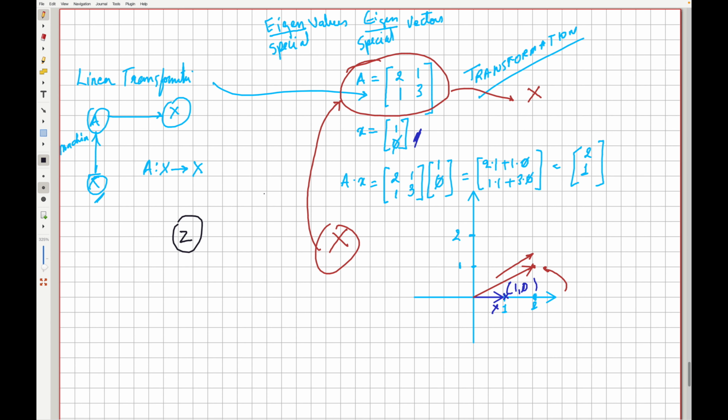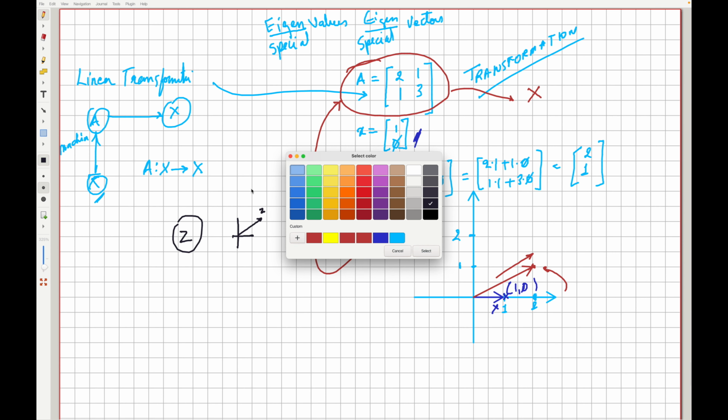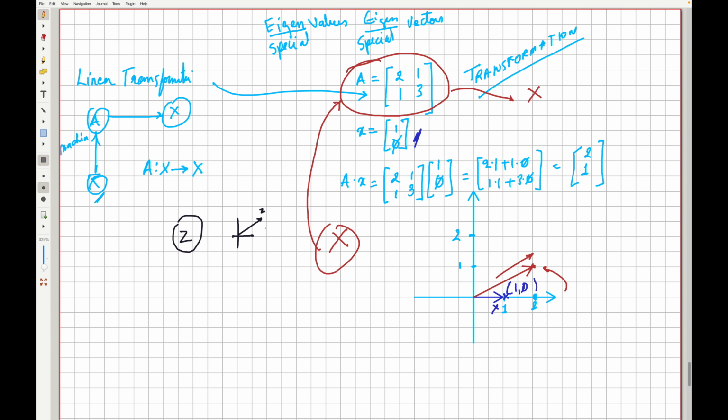So if we have a vector, let's say if this is a coordinate, if we have vector z like this, after we apply the transformation, it still points in the same direction, and not necessarily will it have the same length, but it would have the same direction. So let's say the new vector would be something like this, or it could be something like this, right?